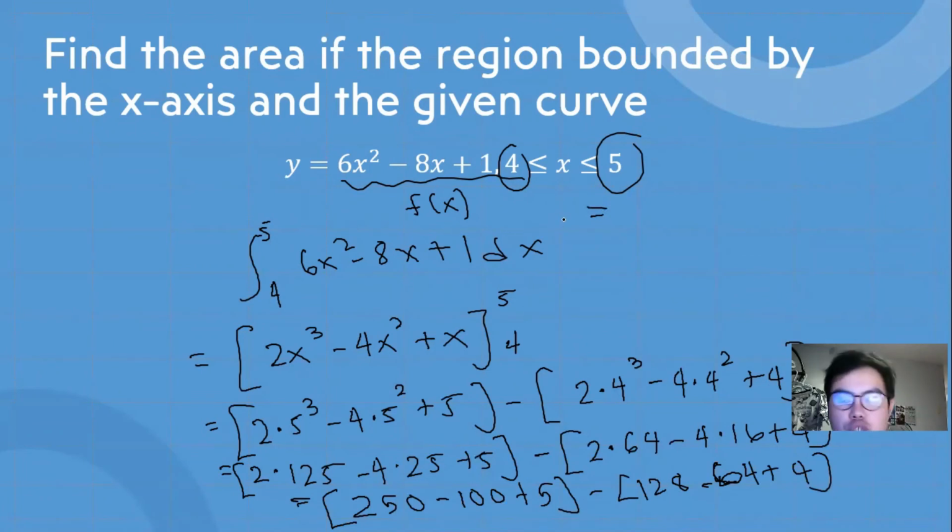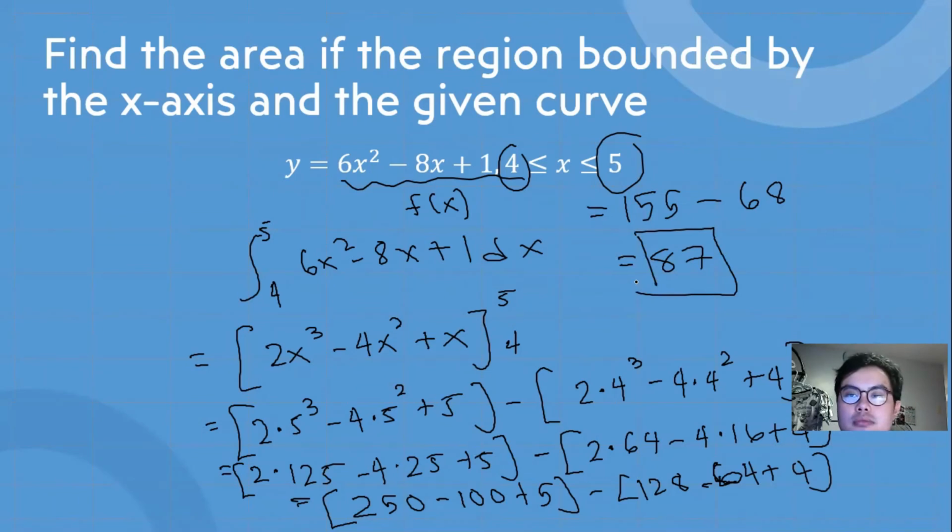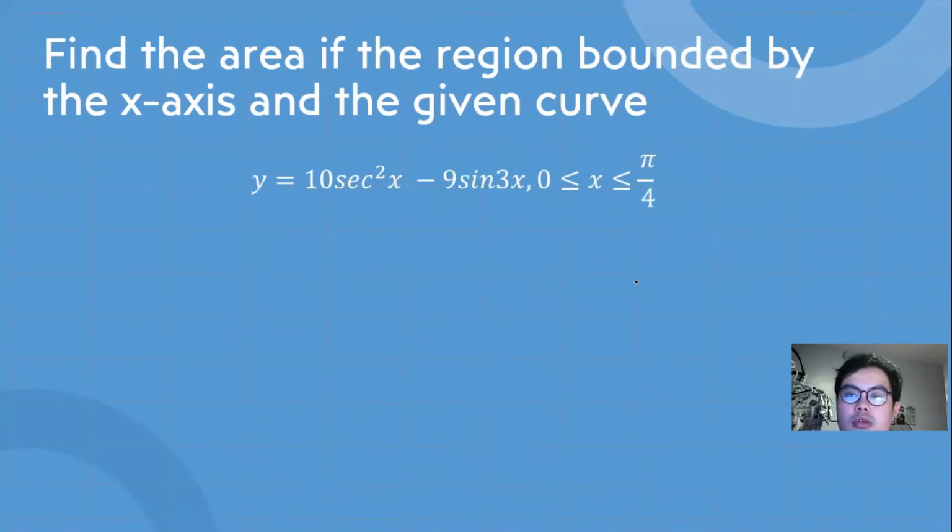So, simplifying po. So, 250 minus 100 will become 150 plus 5, it will become 155. Tapos 128 minus 64 will become 64 plus 4 will become 68. So the area of this given curve or area of the region is 87. Yun po ang area natin. Okay, so anong gagawin natin dito?